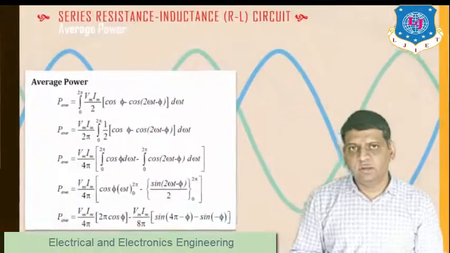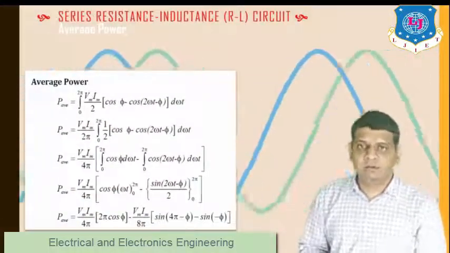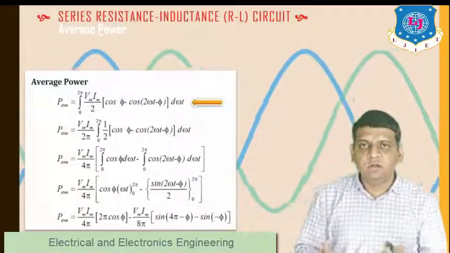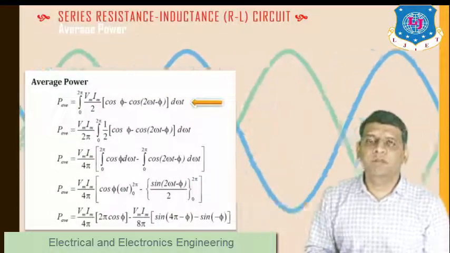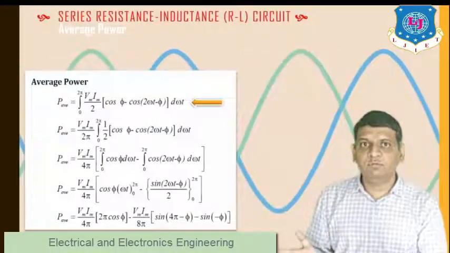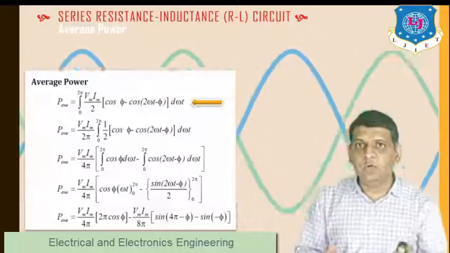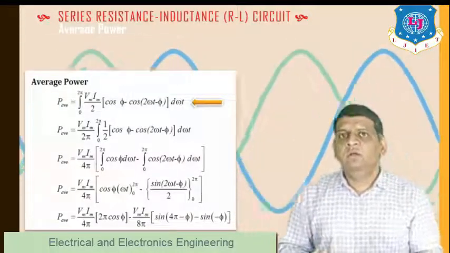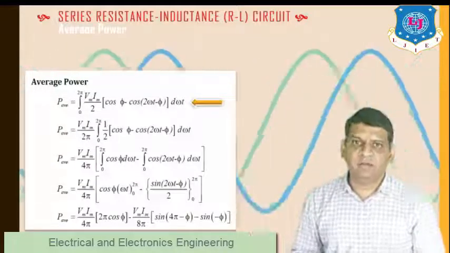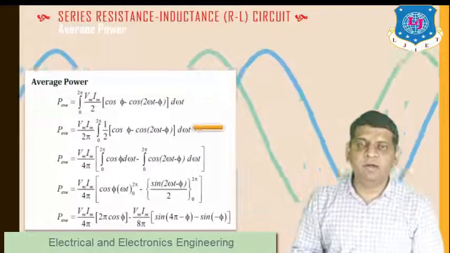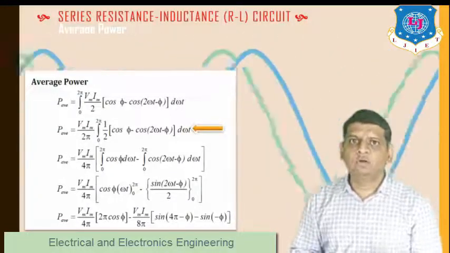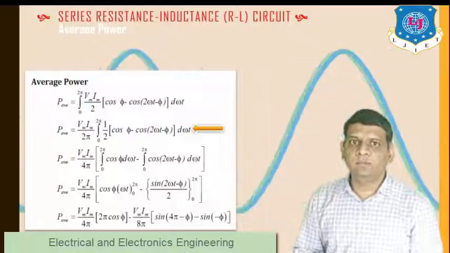So from this you can write the average power P average. You will find the P average value by taking the integration over the interval from 0 to 2 pi. So P average is equal to the integration from 0 to 2 pi of Vm Im by 2 into bracket cos phi minus cos(2 omega t minus phi). Right? From this, you can write Vm Im by 2 pi, from 0 to 2 pi, one half of cos phi minus cos(2 omega t minus phi).